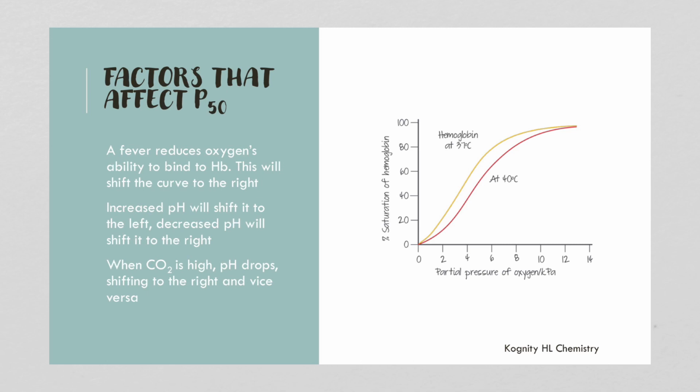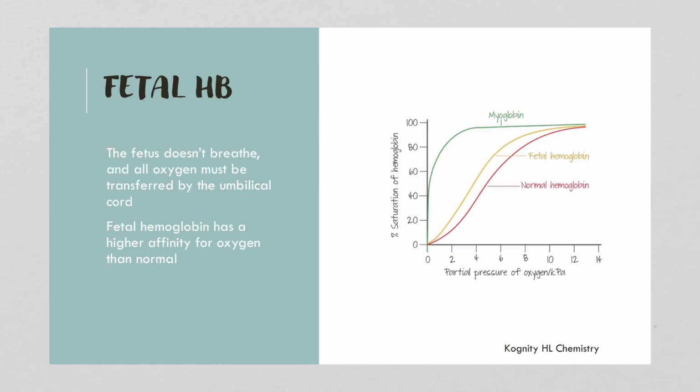If I increase the pH, it will shift it to the left. And if I decrease the pH, it will shift it to the right. When carbon dioxide levels are high, the pH drops, and that shifts the curve to the right. And then when carbon dioxide levels are low, the pH rises, and then the curve will shift back to normal or beyond, to the left.